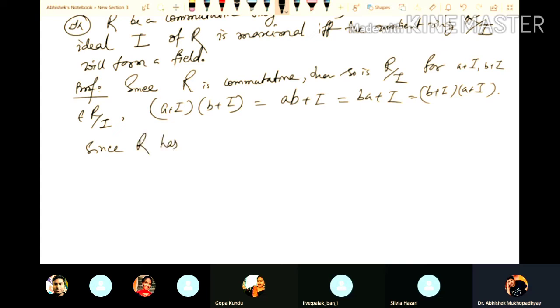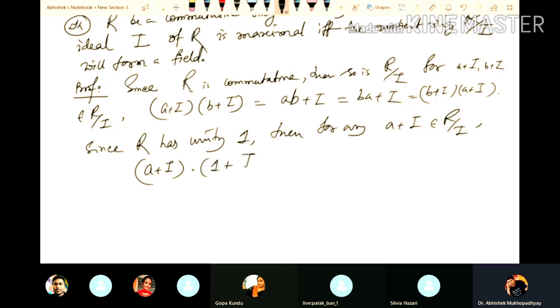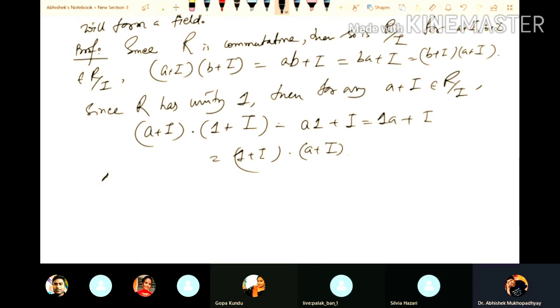Since R has unity 1, for any coset a plus I belonging to R by I, (a plus I) dot (1 plus I) equals a1 plus I, which is 1a plus I, that is (1 plus I) dot (a plus I). So this means 1 plus I is the unity in R by I. Thus, since R is a commutative ring with unity 1, so is its quotient ring R by I, having unity 1 plus I.